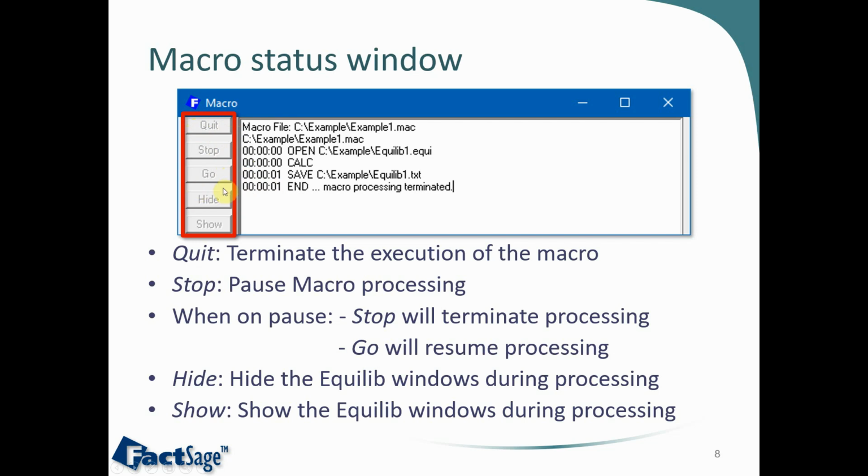And then there's also a button to hide the equilibrium window during processing and show the equilibrium window during processing. So we have just seen how to open an existing equilib file, or calculate the equilibrium and save the results in a text file with this very simple macro. So we can now look at how data values can be stored using variables and how they can be manipulated in the macro code using built-in functions.